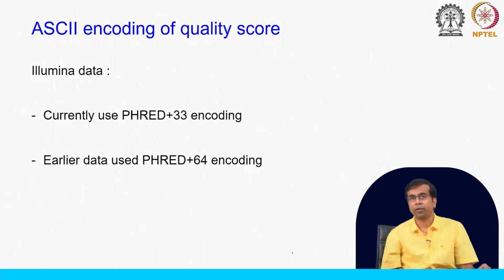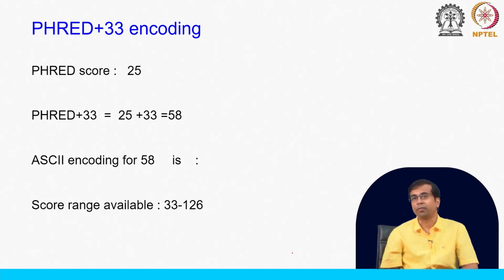So, what we know is that Illumina uses something called Phred plus 33 encoding, okay, but it earlier used Phred plus 64 encoding. Okay. So, what is this Phred plus 33 encoding? So, the idea is very simple, right. If the Phred score, the quality score that comes out of the machine, is 25, you just add 33 to that. Okay. So, here 25 plus 33 is 58, and you simply look at the ASCII encoding for 58, okay, which is colon.